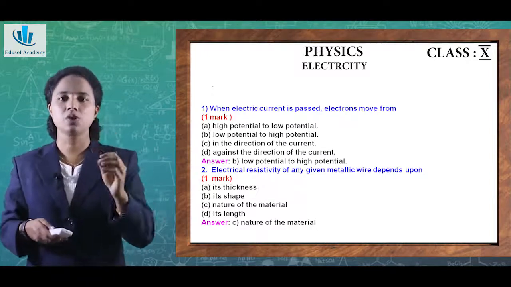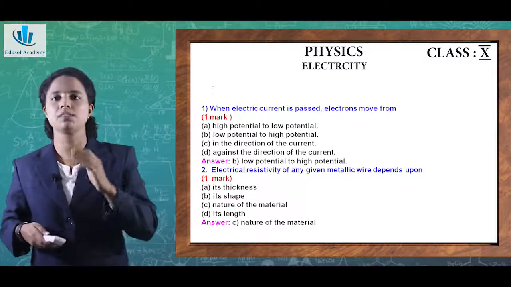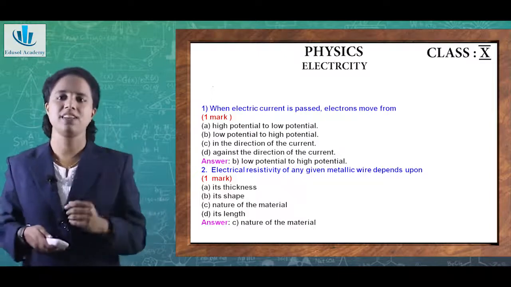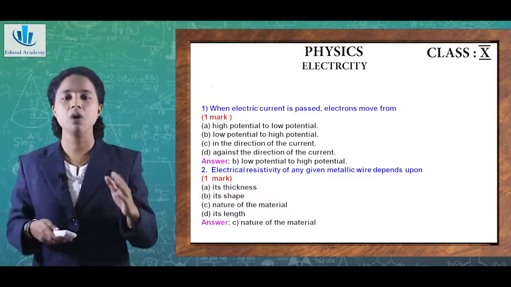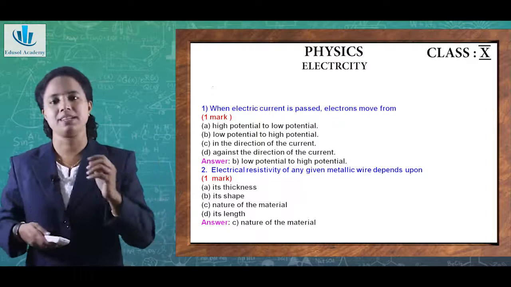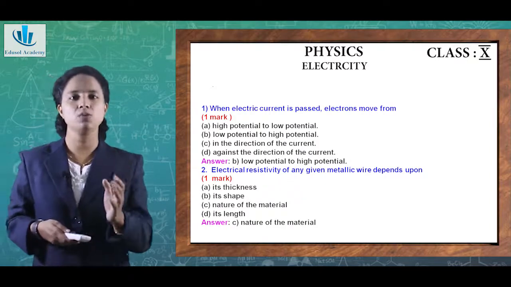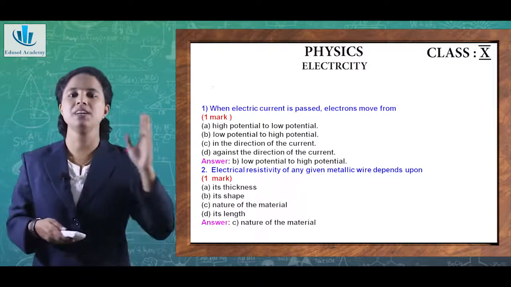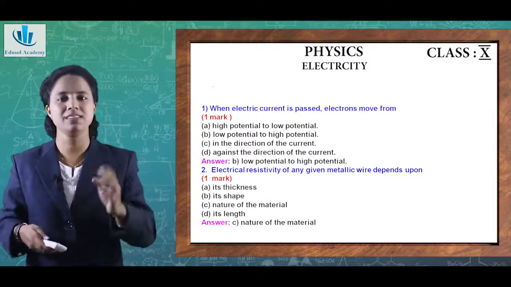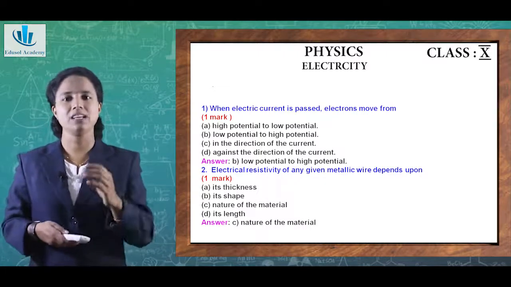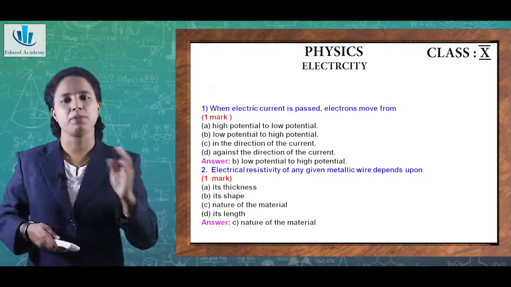So we know the electrons move in a direction which is opposite to the electric current, that is obvious. But it is asked, how is the movement of electrons happening? So the electrons move from the negative terminal of a battery to the positive terminal. So that means option B is correct, that is from low potential to high potential.